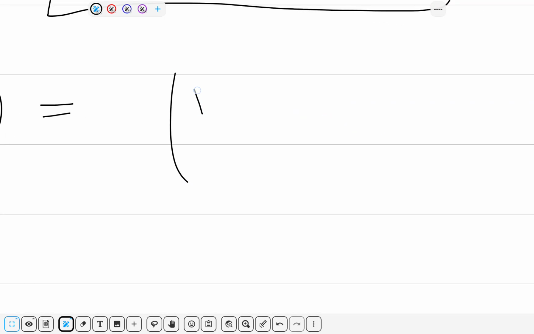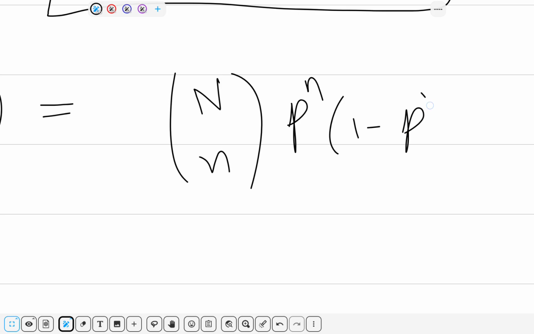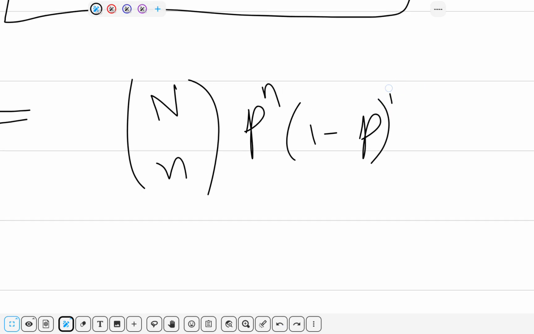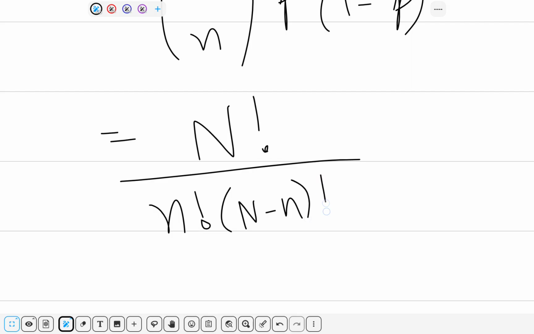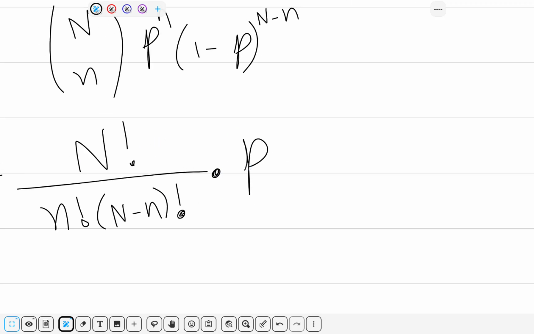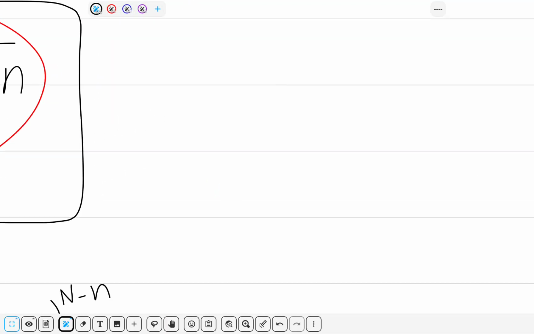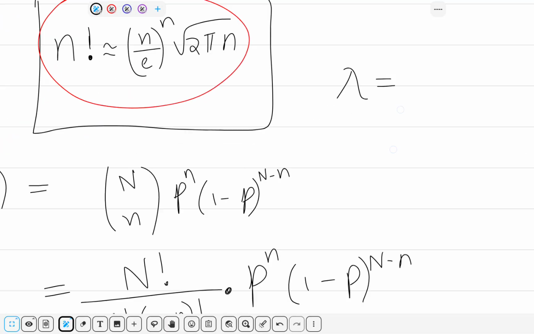So it is n choose p power n, 1 minus p power n minus n, and now this will be equal to n factorial over n minus n factorial, and then finally it is p power n, 1 minus p power n minus n. And another thing, I might not even be able to derive it right now, well, not well enough. If I can, then that's good.